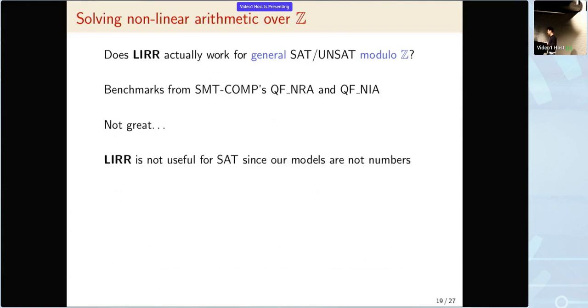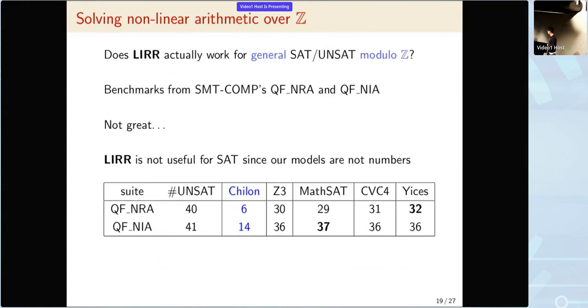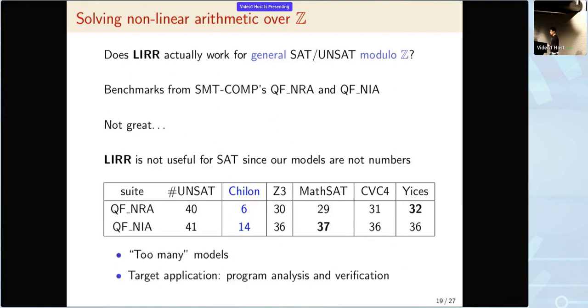So firstly, LIRR is not really suitable for satisfiability because the models are not even numbers anyway. And on the unset task, you can see the numbers in blue are those for our tool, it's called Kylon. And it proves 6 out of 40 tasks for unset and 14 for NRA and 14 tasks out of 41 for NIA. And these numbers are small in comparison to the numbers for the other solvers. So a key reason is that LIRR admits too many models. On the other hand, our target application is really program analysis and verification, and the formulas that arise in that domain can be quite different.